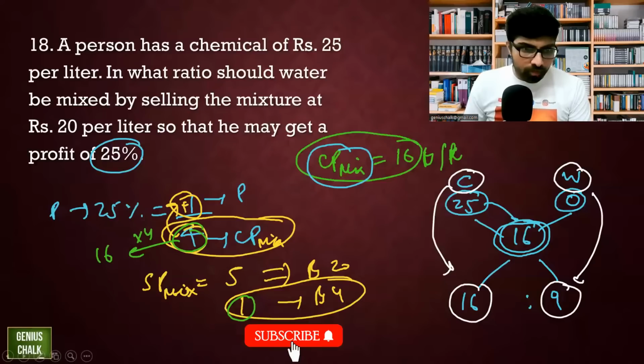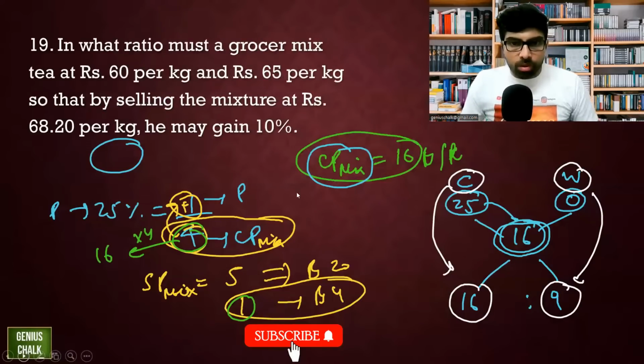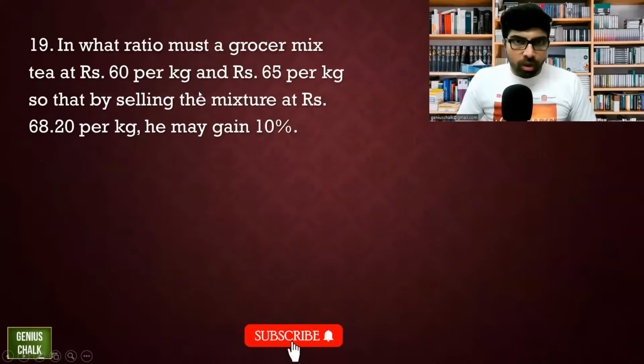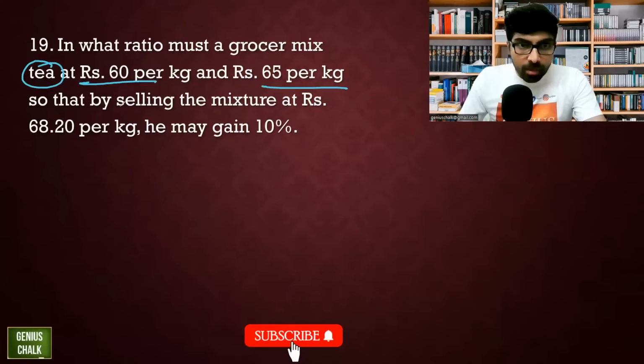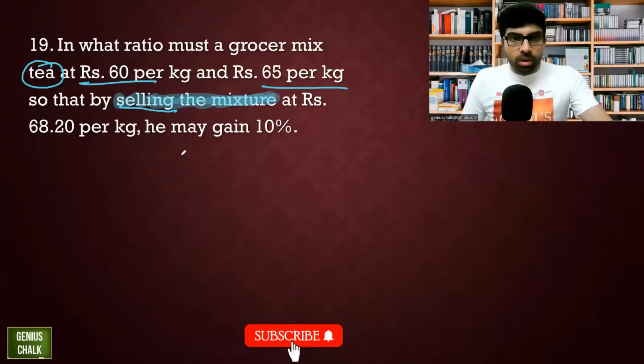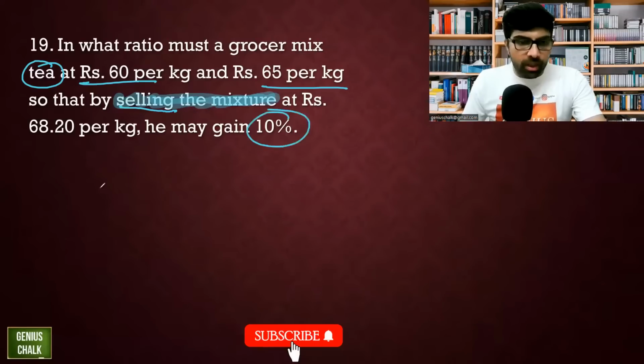Very, very important question. Afterwards, let's do one more of the same type. In what ratio does a grocer mix 60 rupee per kg tea with 65 rupee per kg, selling the mixture? Again, the same highlighting point: selling the mixture. So change it to the cost price of the mixture. So first, let's change. What is 10%?